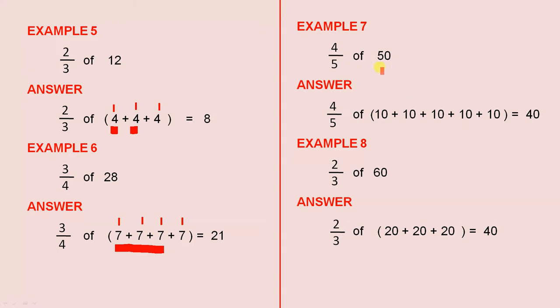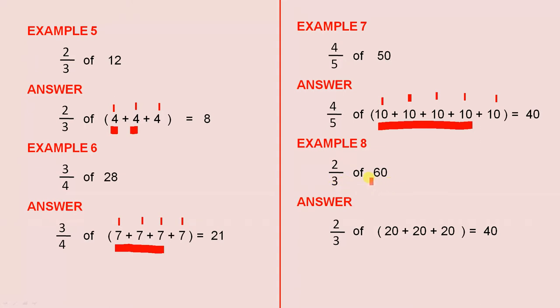4/5 of 50. The 5 tells us that the 50 is divided into five groups, so each group contains 10. The 4 tells us we're interested in four of those groups, 10, 20, 30, 40, and that's why 4/5 of 50 equals 40.